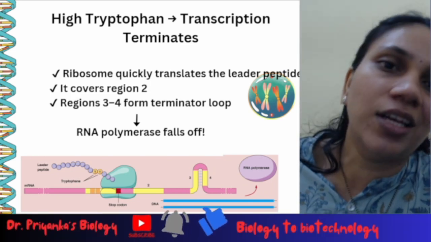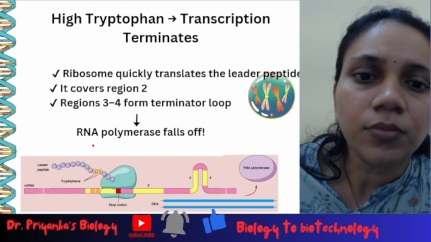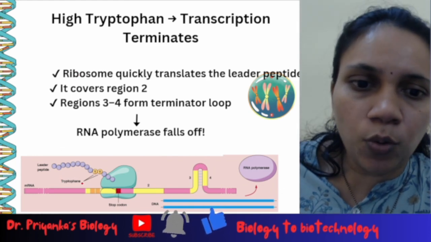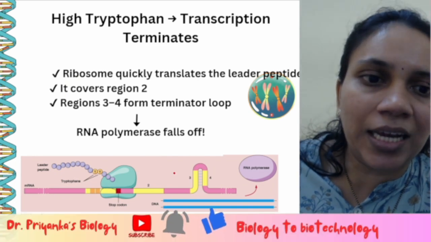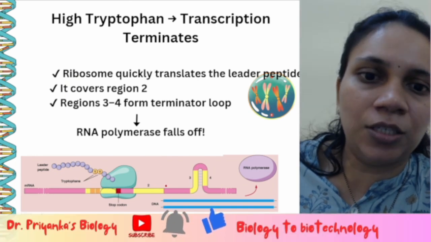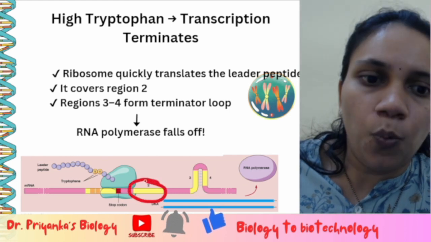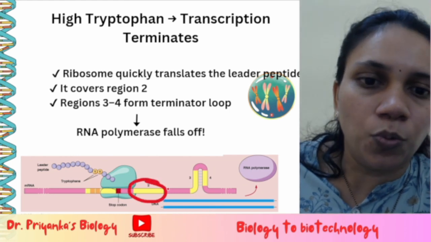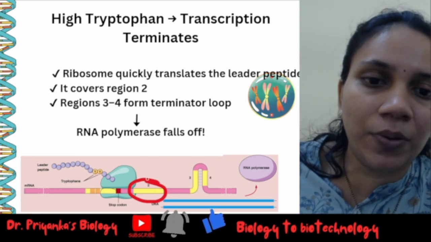I already have enough of tryptophan. I can be very happy with it. So the ribosome is going to quickly translate the leader sequence, the leader peptide, and it is going to cover region 2. Once it is covering region 2, what is going to happen?